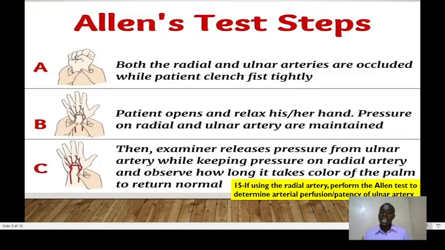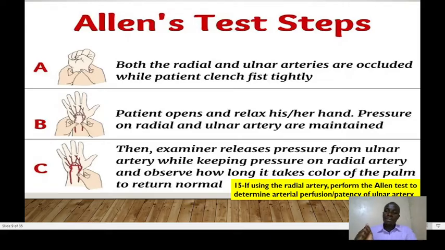If you have decided on the radial artery, then you have to perform the Allen test, and the Allen test is normally performed so as to determine the patency of the ulnar artery. It's done in 3 steps. The first one, you ask the patient to make a fist, and in this case both the radial and ulnar arteries will be occluded while the patient has clenched the fist tightly.